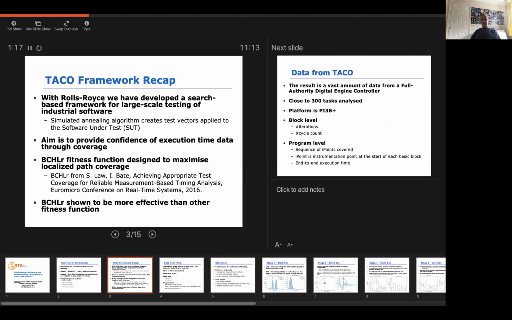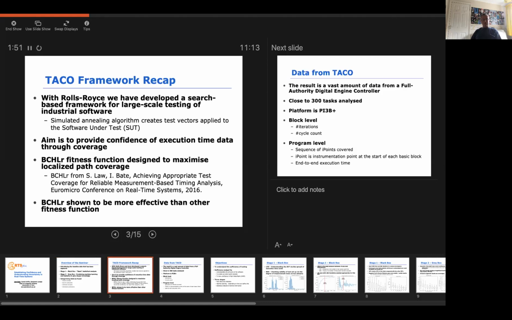So a brief recap of the TACO framework, which has been presented at the previous RTNS. With Rolls-Royce, we've developed a search-based framework for large-scale testing of industrial software. This uses simulated annealing and creates test vectors which are applied to software under test. The original work on this was presented at ECRTS 2016, and since then we've integrated it into a large-scale framework that allows Rolls-Royce to check out all the elements of their software system and one by one test them to establish the execution time data.